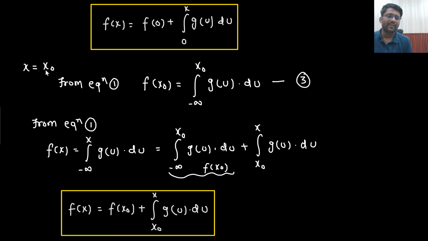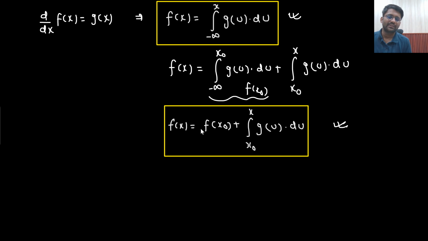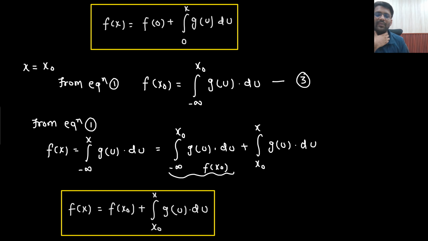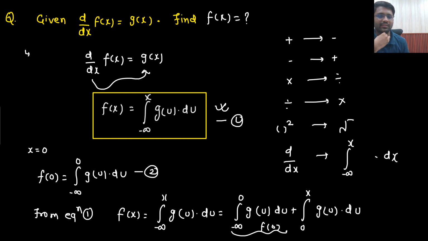Now if I break it at some random x naught, then this is how I can break it. f of x naught, in two parts I am breaking it, and now this is how I am getting it. So f(x) equals f(x naught) plus the integral from x naught to x of g(u) du. Understandable? So this is the meaning of differentiation and integration that we have understood.